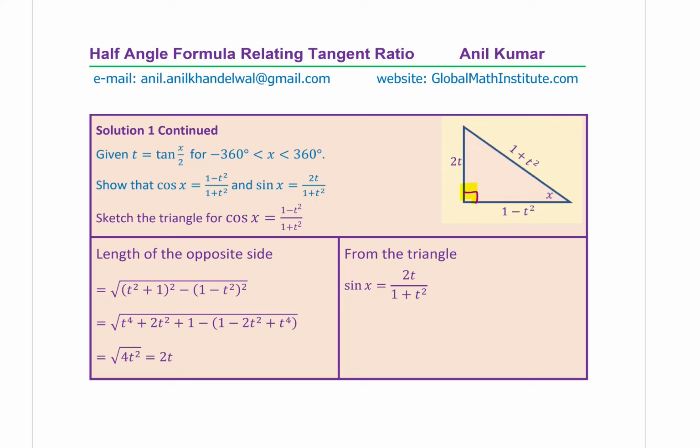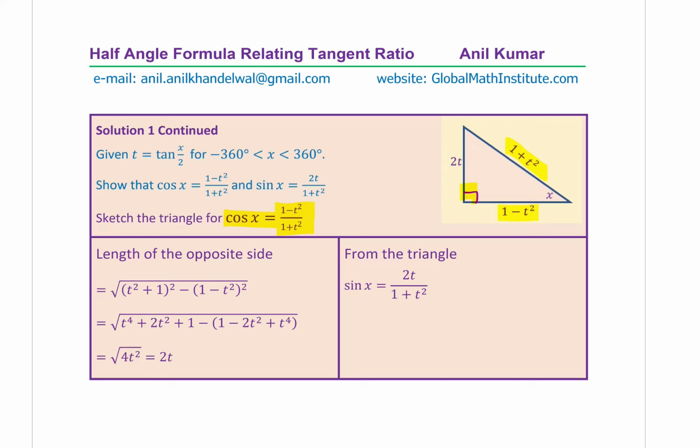Okay, so we'll begin now with what we have just shown, which is cos x is 1 minus t square over 1 plus t square. So I can make a triangle where the adjacent side is 1 minus t square and the hypotenuse is 1 plus t square. Now you know this is a right angle triangle, and therefore the opposite side should be equal to what?